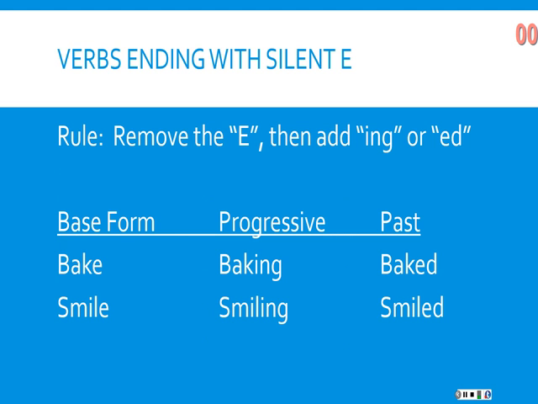Here's the first rule. Some verbs end with an E, but we don't pronounce the E. The E is silent, like bake and smile. We don't hear the E at the end. If you have a verb like this, you need to remove the E and then add ing or ed. So bake, we drop the E and add ing to make baking. And then we drop the E and add ed to get baked.